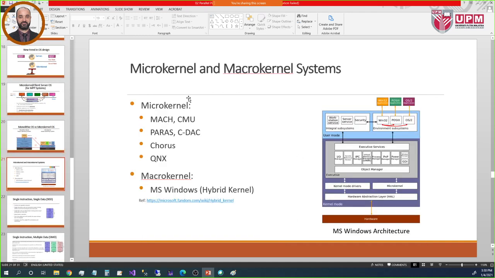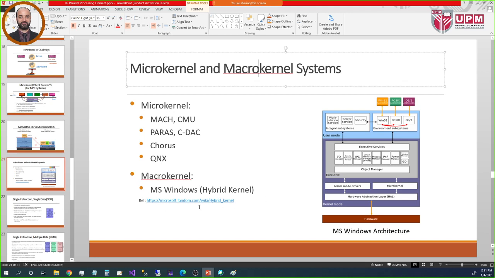Then here, in this slide, actually I modified this just now before our class, because when I went through the slides, I found some mistakes that needed to be modified. In the previous slide, they mentioned that Windows is a microkernel. Microsoft Windows, they mentioned that it's a microkernel. In reality, Microsoft Windows is a hybrid kernel, and you can see this link. The reference is here. They said Windows actually is a macro kernel, not a microkernel.